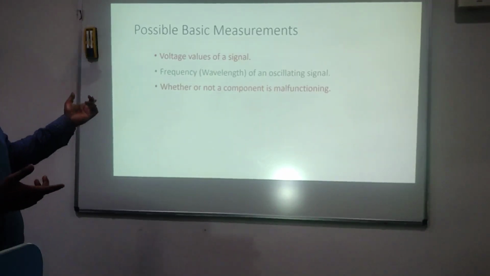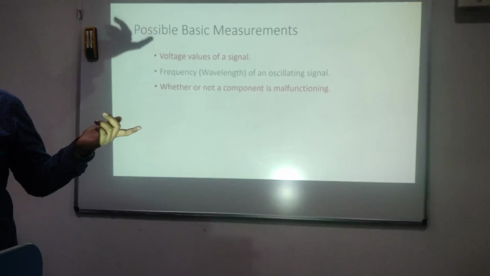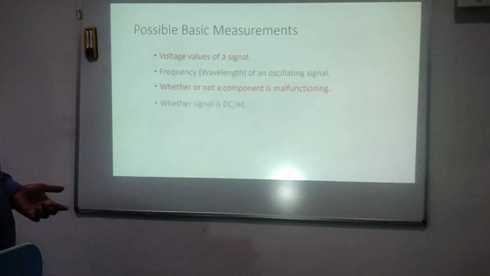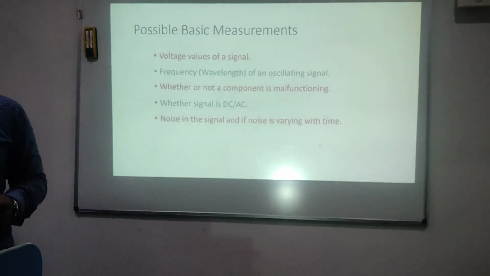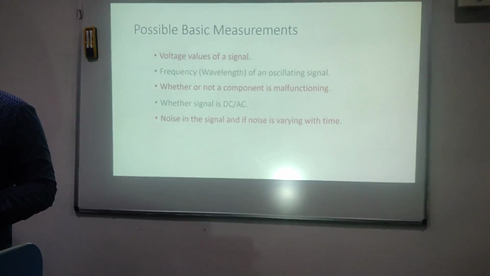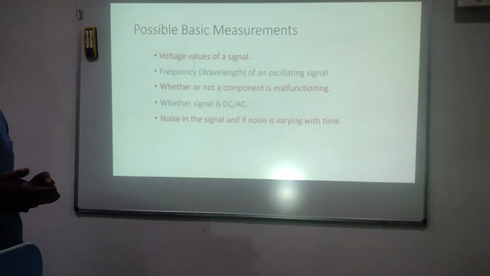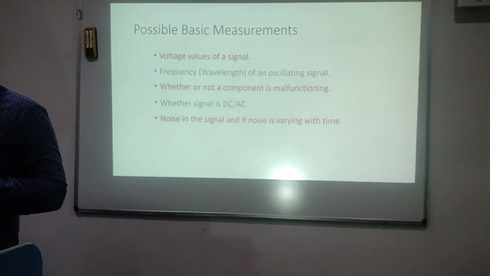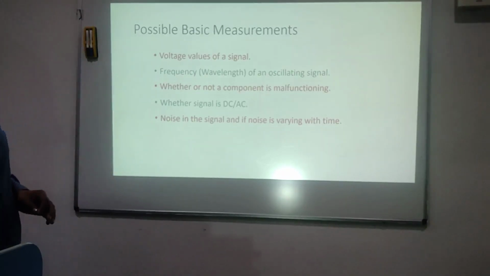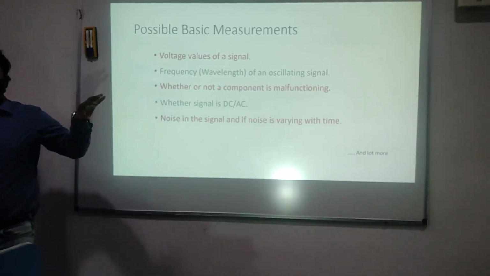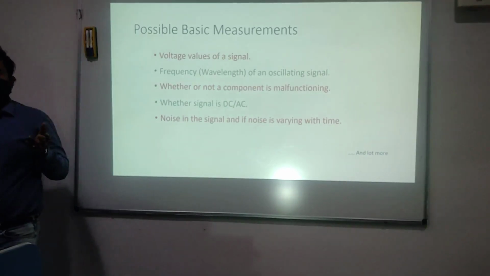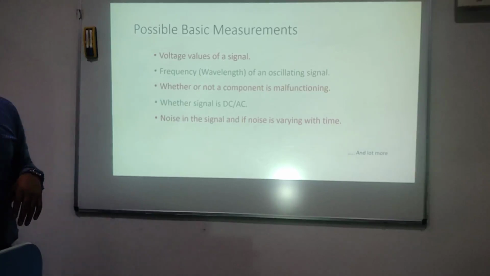So that you can check if the expected outcome is there. If not, then you are going to judge whether the signal is DC or AC, whether there is noise in the signal. Noise is another term for any unwanted component in your signal. So this is really useful for those applications and a lot more. These are very basic kinds of test measurements which you can do once you record a signal.